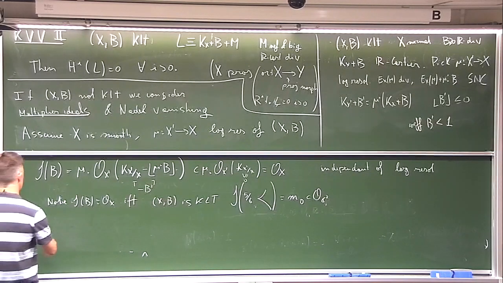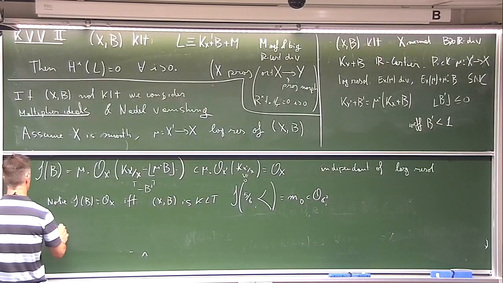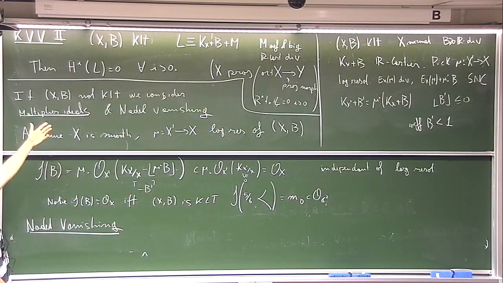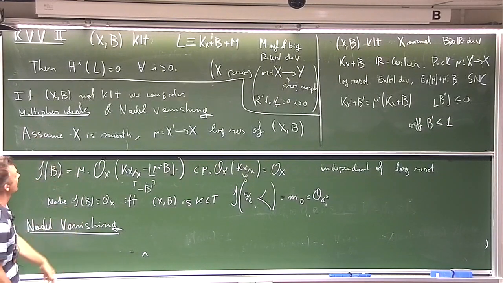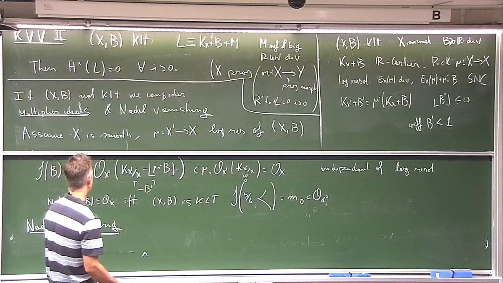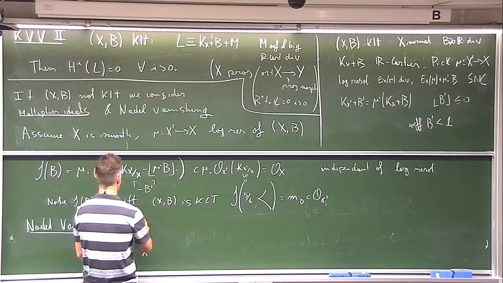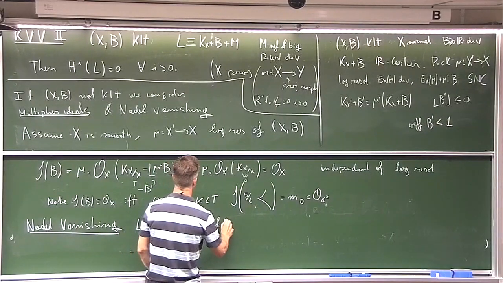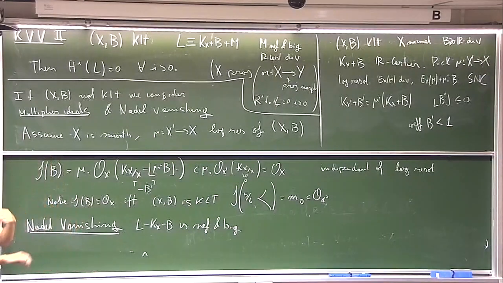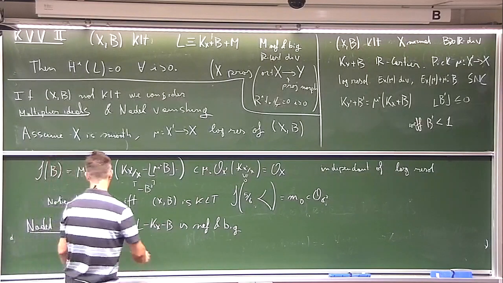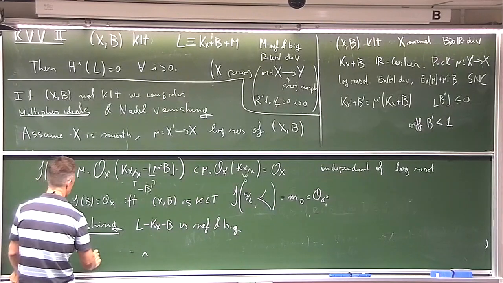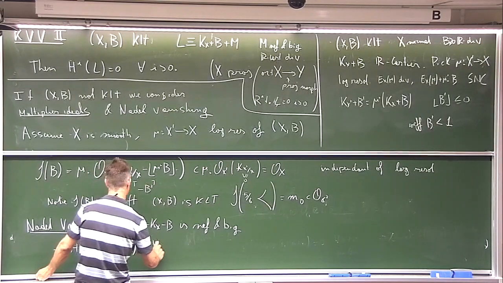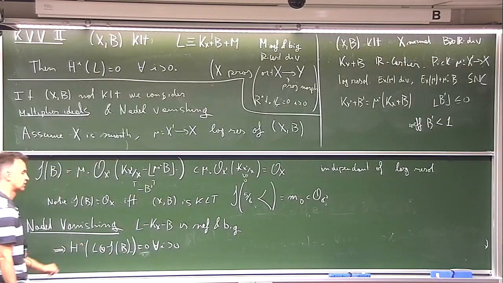And then you have the following Nadel vanishing. So Nadel vanishing, we're going to pretty much take the hypothesis of Kawamata-Viehweg vanishing, and we're going to throw away the property that (X, B) is KLT. So I'll just rewrite it in a slightly different form. Let's assume that L minus K_X minus B is nef and big. Above, I called that M, and I'm requiring that it's nef and big. Then this tells me that the higher cohomologies of L tensored with the multiplier ideal sheaf of B are equal to 0 for every i greater than 0. All of these higher cohomologies.